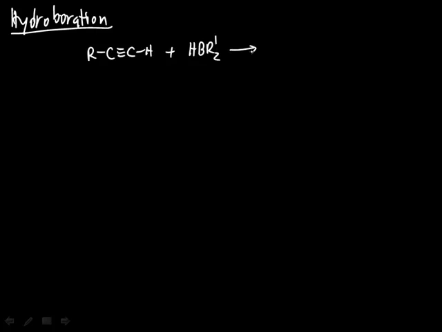Alkyne hydroboration again proceeds similarly, initially at least, to the hydroboration of alkenes. If we treat a terminal alkyne with borane of some sort, it doesn't necessarily have to be BH3, it could be anything with alkyl groups in it and one BH bond. We will initially get anti-Markovnikov addition of boron to the less substituted carbon and hydrogen to the more substituted carbon.